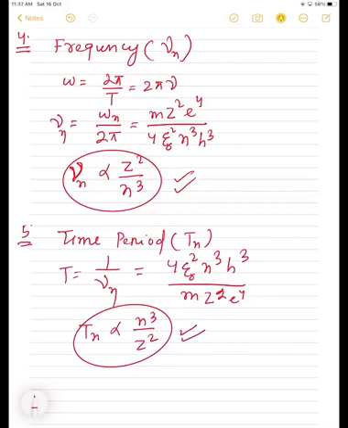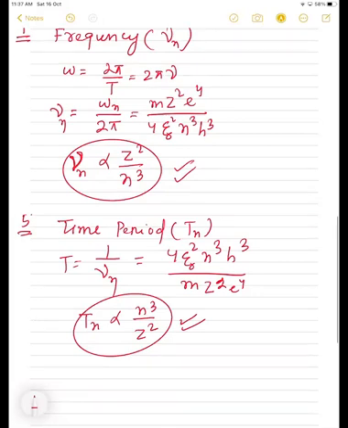That means if he has given two elements, like lithium and nitrogen, and the orbit also he has given, first orbit, second orbit or third orbit, then you can compare their time periods. Yes or no? Such type of question you are going to face.